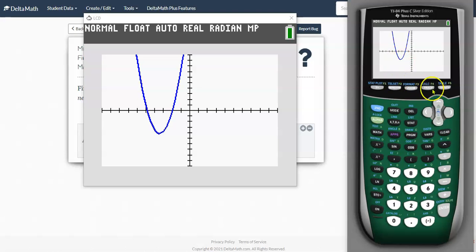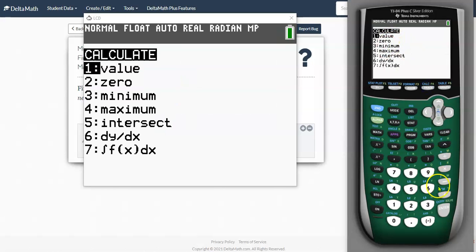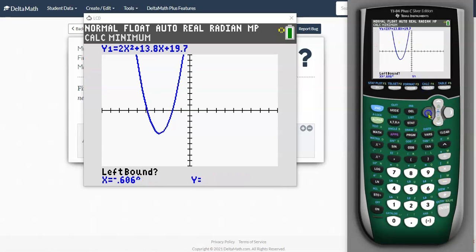But what I do need to do is calculate. So I'm going to press the blue button first, then the trace key, and I'm just going to select number 3, which is minimum. Make sure your cursor is to the left of that minimum point. Press enter. Make sure you move over to the right. Press enter. And then make sure that your minimum point, the vertex there, lies in between those 2 dotted lines. Press enter.